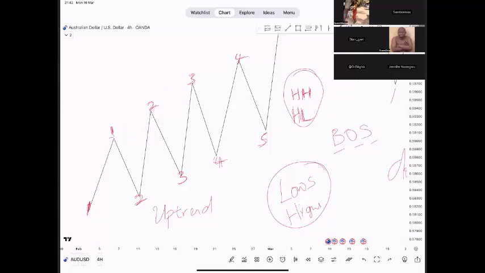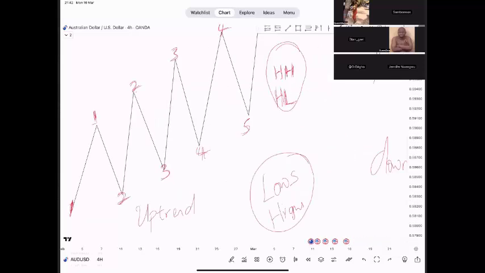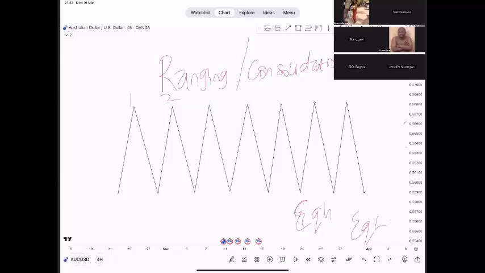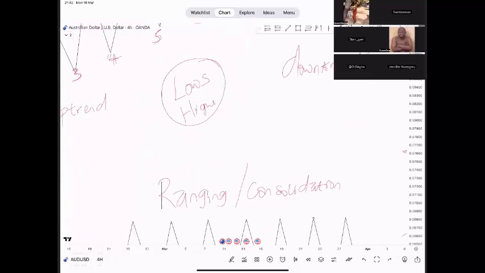Okay. Let me clear my screen a bit so it doesn't get too cluttered. All right, so protected highs and lows.